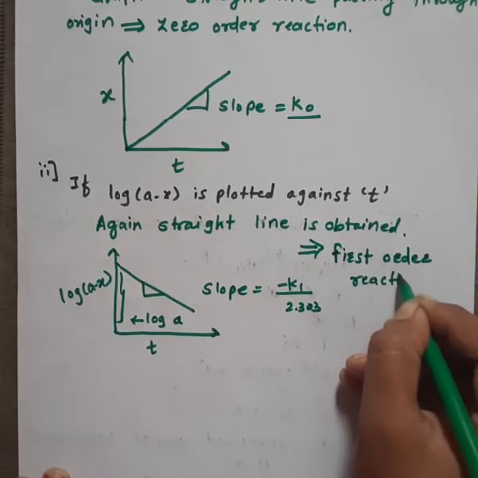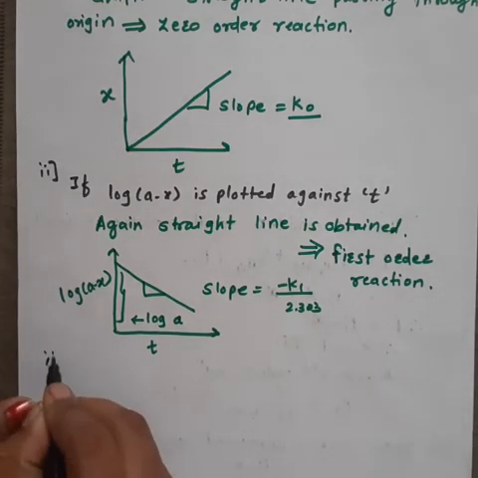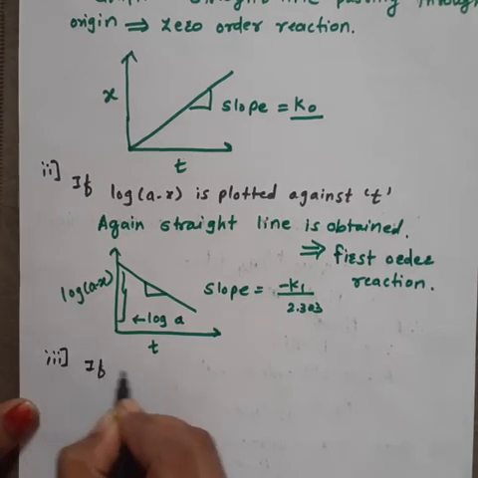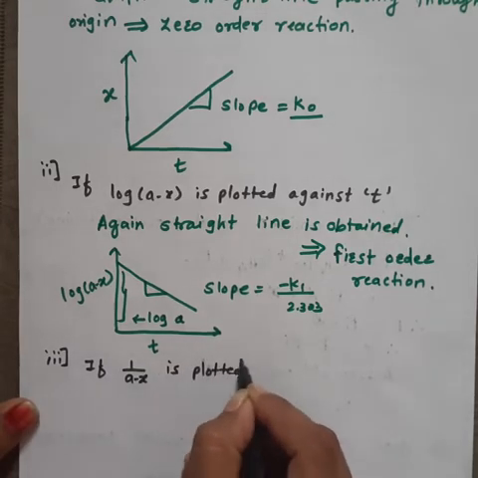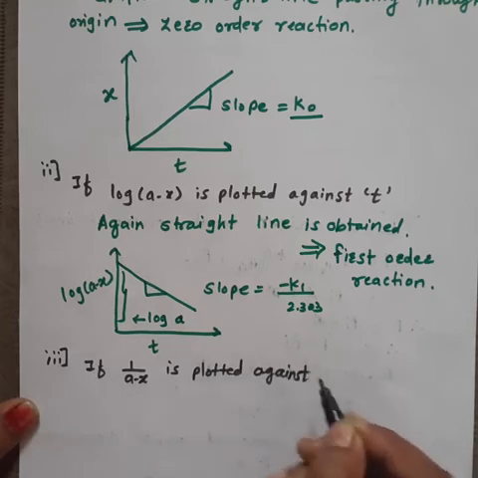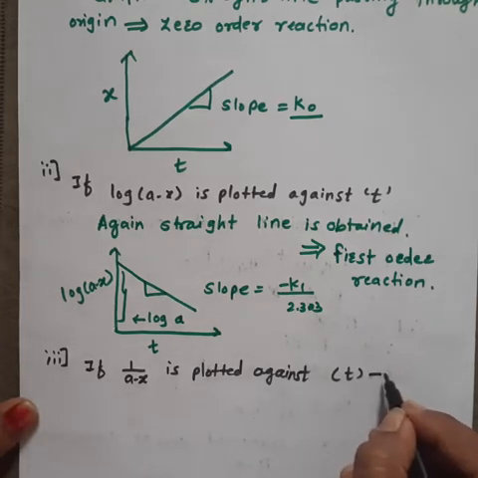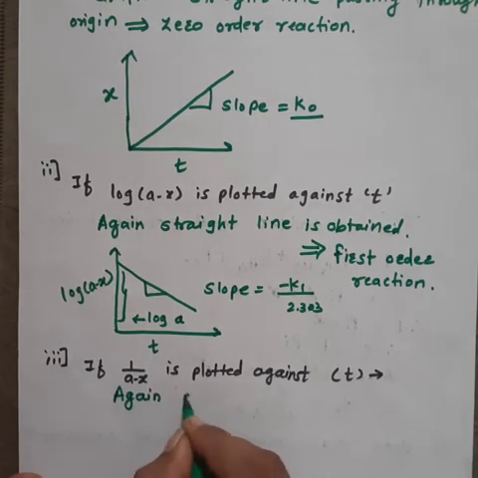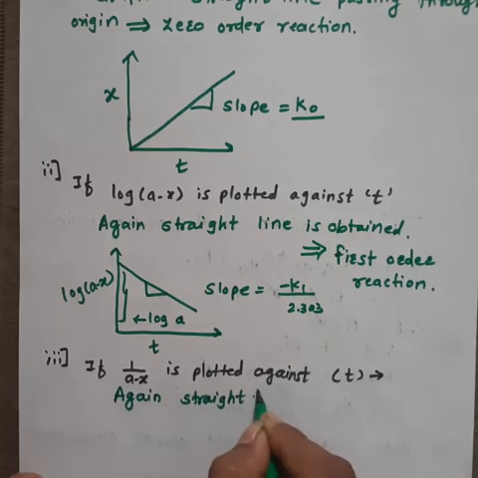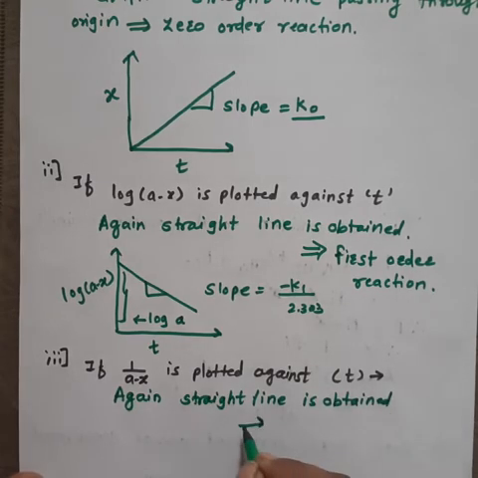So it is a first order reaction. Then if 1 upon (a minus x) is plotted against time t, again we got a straight line, and this straight line indicates that this is a second order reaction.